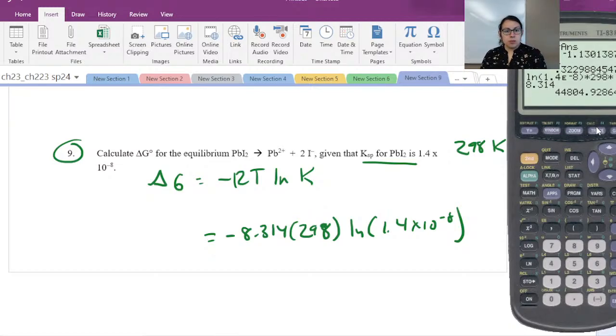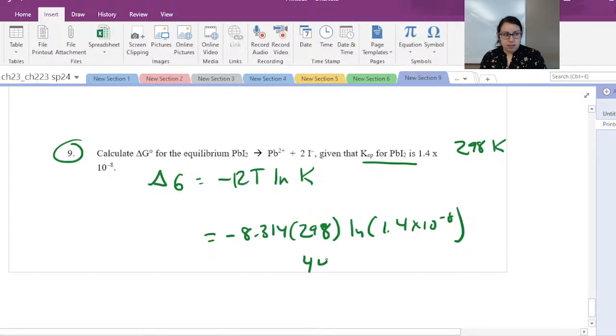So is this what other people got? So pretty close. And this is in joules though, so I'm going to divide by 1,000 just because I like kilojoules and my eyes get squirrely. So 44.8 kilojoules per mole is our delta G here. And of course we can say that that's not spontaneous.